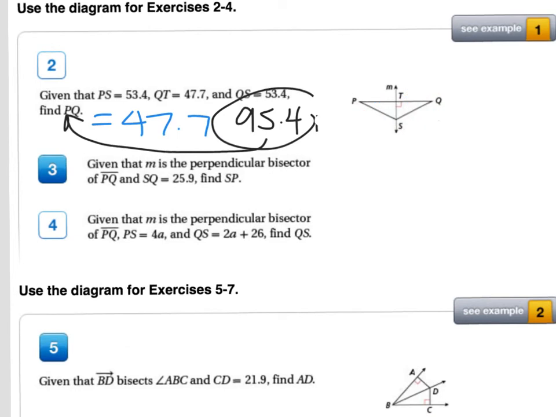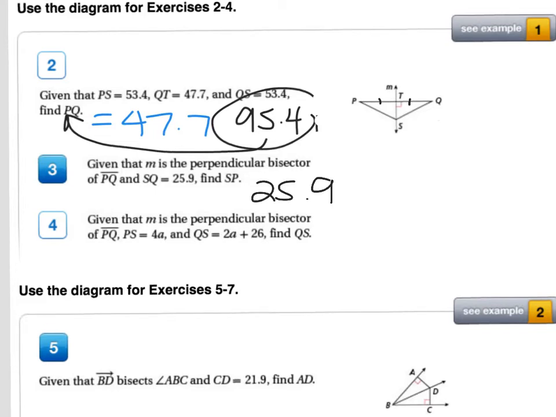Okay, so number 3 says, given that M is the perpendicular bisector of PQ, so now I know it's the perpendicular bisector, and SQ is 25.9. What would be SP? 25.9. Those two would be congruent because any point on the perpendicular bisector is equidistant from the endpoints.